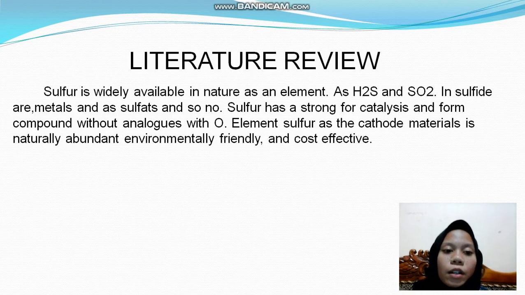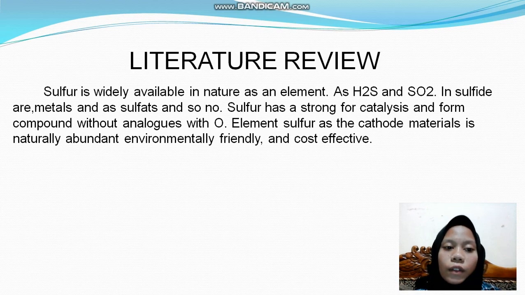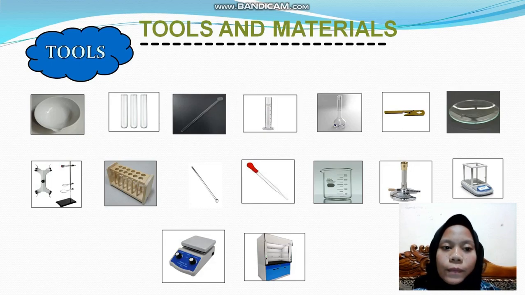Literature review. Sulfur is widely available in nature as an element, as hydrogen sulfide and sulfur dioxide. In sulfides are metals and sulfates. Sulfur has a strong role as a catalyst and forms compounds analogous with oxygen. Element sulfur as the cathode material is natural, abundant, environmentally friendly, and cost effective.